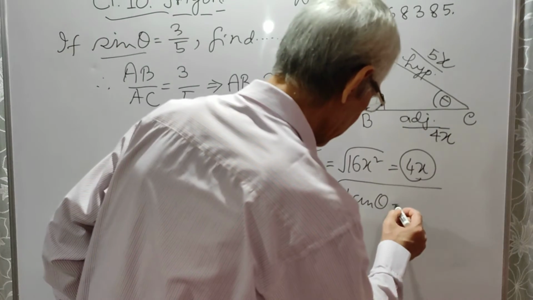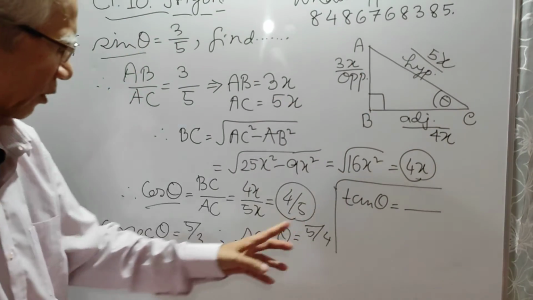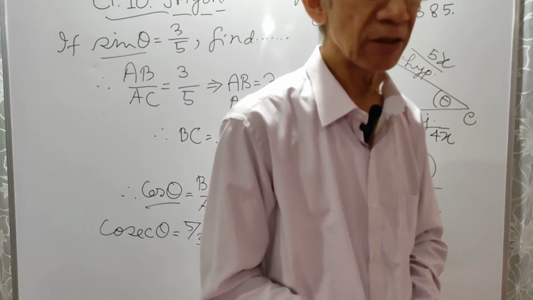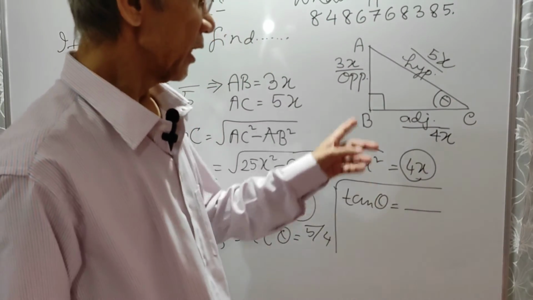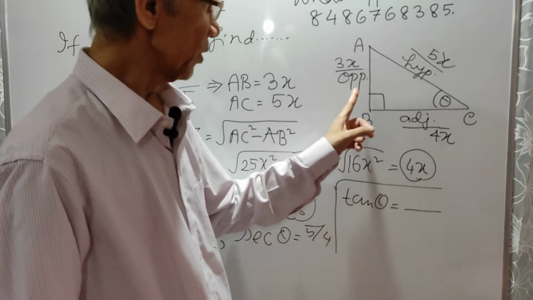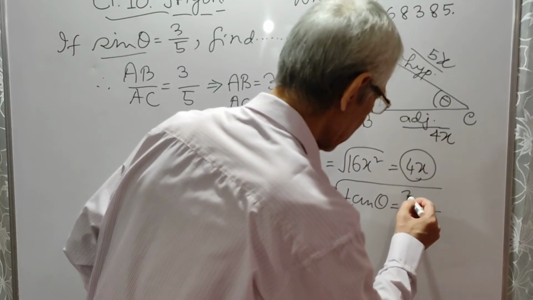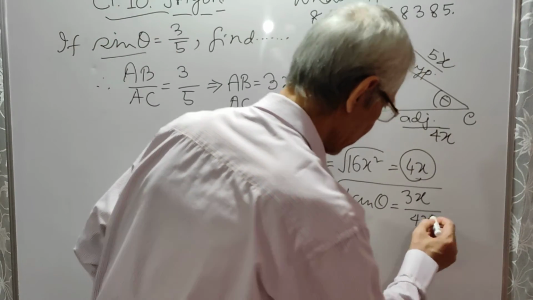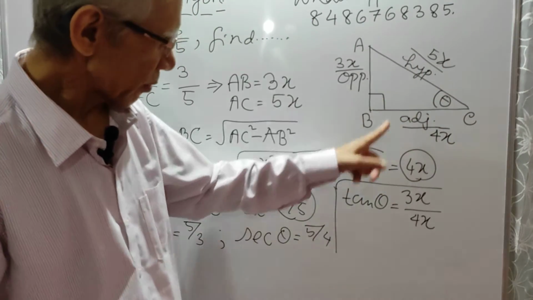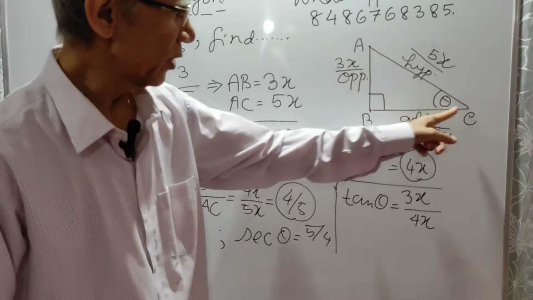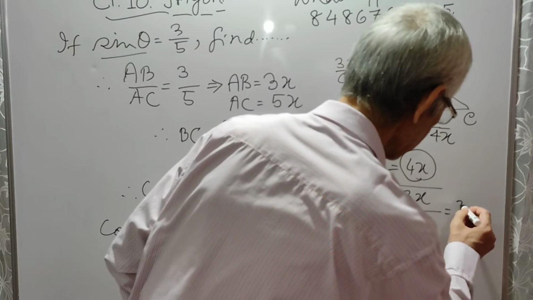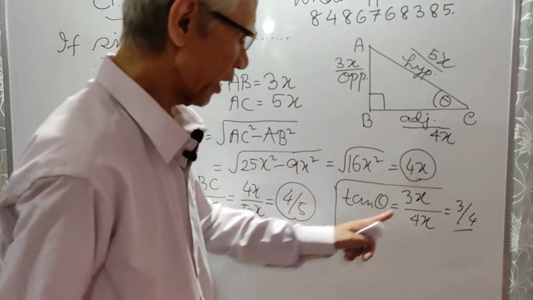Now tan theta you can find using the triangle, or you can use the formula sine by cos. But since we have drawn a triangle, let us find out from the triangle. Now what is tan theta? Perpendicular by base, that means AB by BC, or opposite by adjacent, that means 3x by 4x. So from the triangle, what is tan theta? This by this, that means 3x by 4x, that is 3 by 4. So tan theta is 3 by 4.